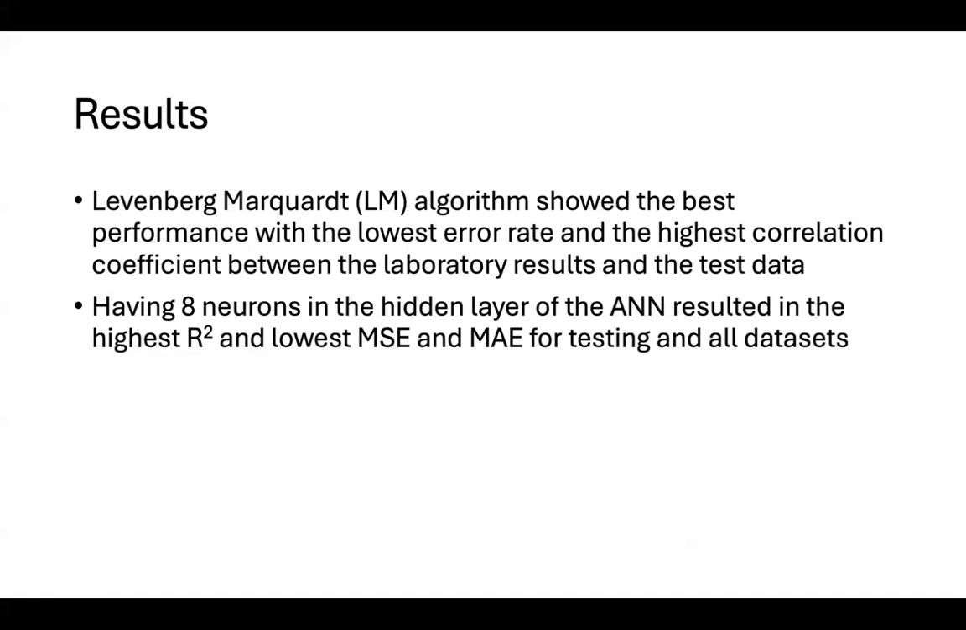It was found that the Levenberg-Marquardt algorithm showed the highest performance with the lowest error rate and the highest correlation coefficient between the laboratory results and the test data. It was also found that having 8 neurons in the hidden layer of the neural network resulted in the highest R-squared value and the lowest MSE and MAE for testing and all datasets.